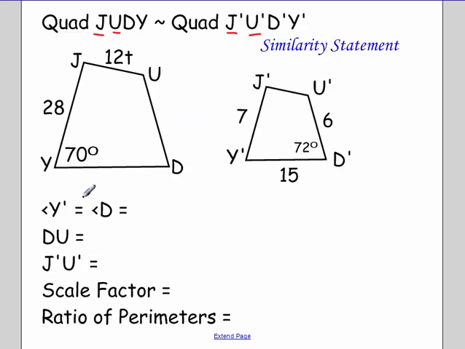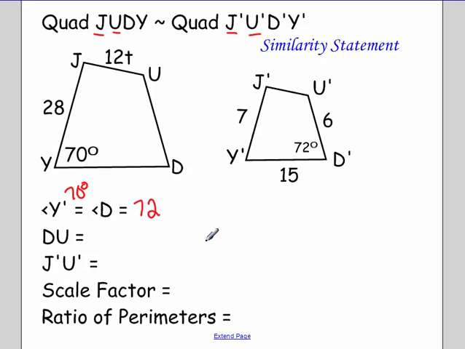So in this example, since angle Y is 70, Y prime is also going to be 70. And angle D prime is 72, so since those are corresponding angles, angle D is also 72.